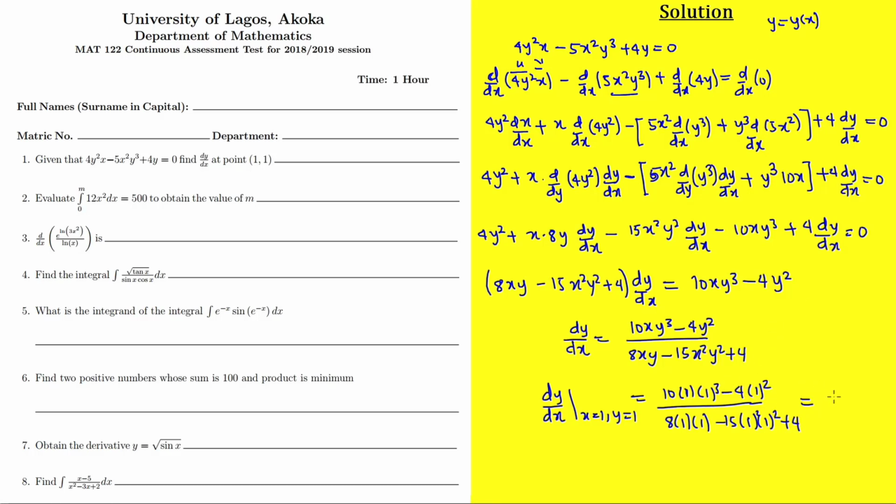10 minus 4 would give us 6. Then here we have 8 minus 15 plus 4. 8 plus 4 will give us 12. Then 12 minus 15 would give us minus 3. So 6 divided by minus 3 will give us minus 2. So the correct answer to this question is minus 2.